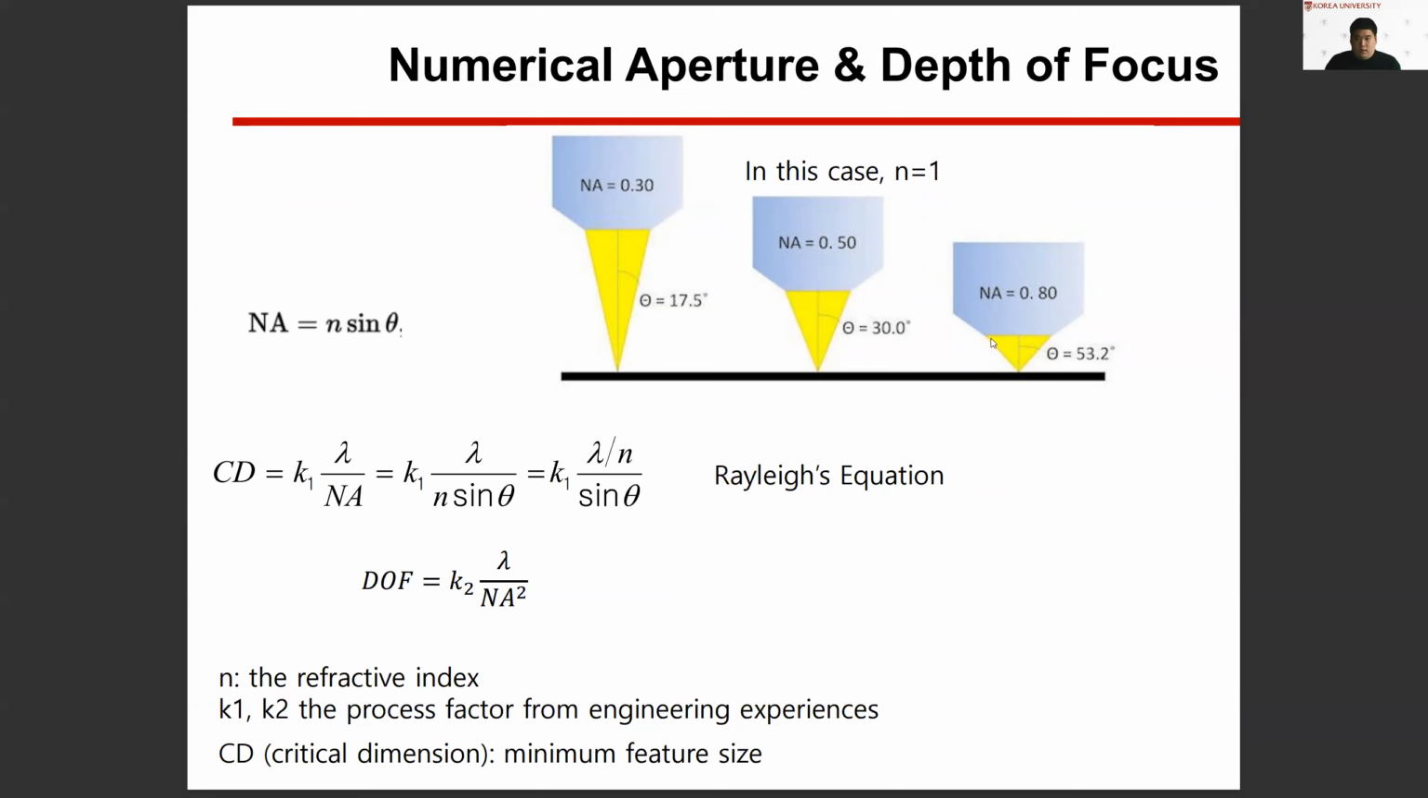So unlike the depth of focus, to make a finer image, we need to open the angle wider. Or, as I will talk about later, we can also tune the lambda, the wavelength, or the k factors, which are numerical factors for a lot of things.